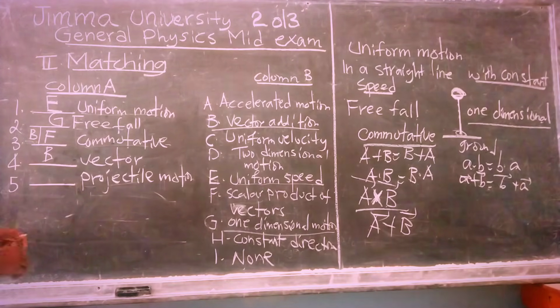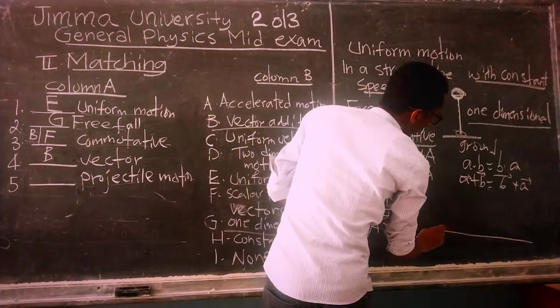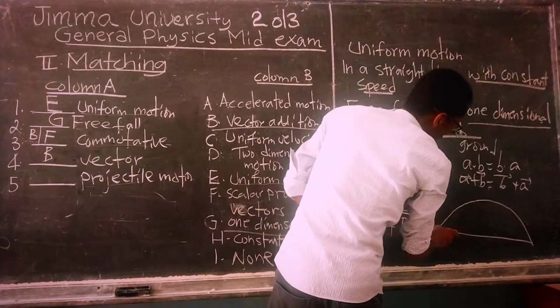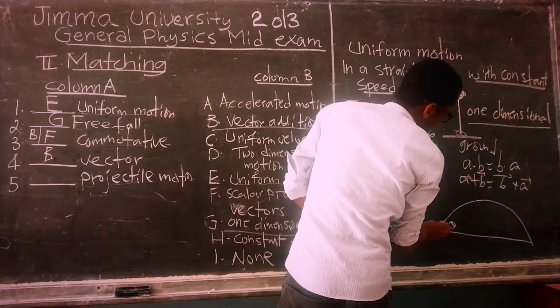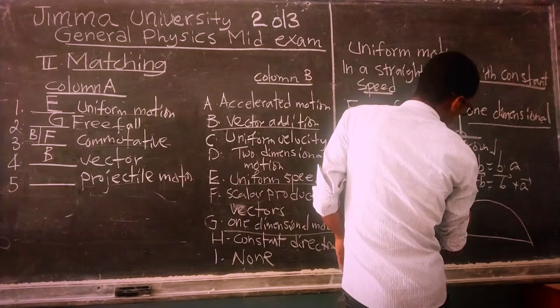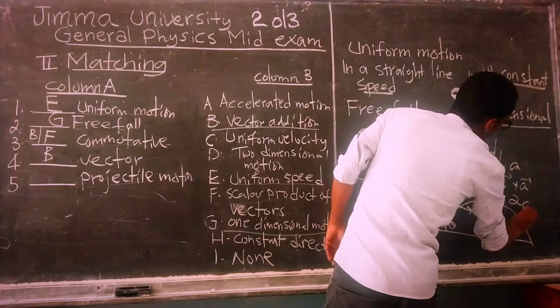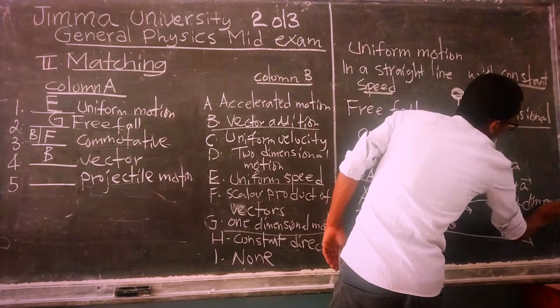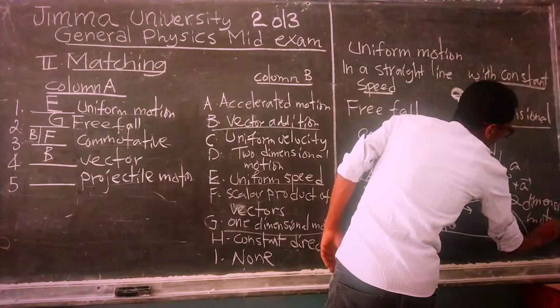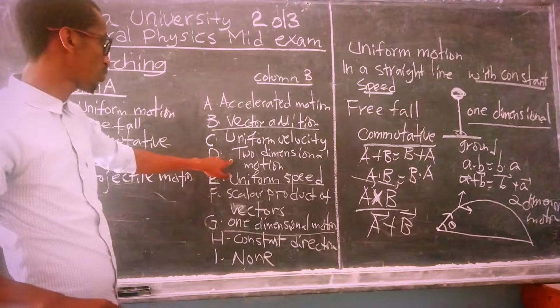So the fifth one says projectile motion, and in this projectile motion, we know projectile motion is when something is fired here from some angle. So if it's projected here, we call it projectile motion. So this motion has two components, vertical and horizontal components. So it's two-dimensional motion. So here we have an option that says two-dimensional motion.